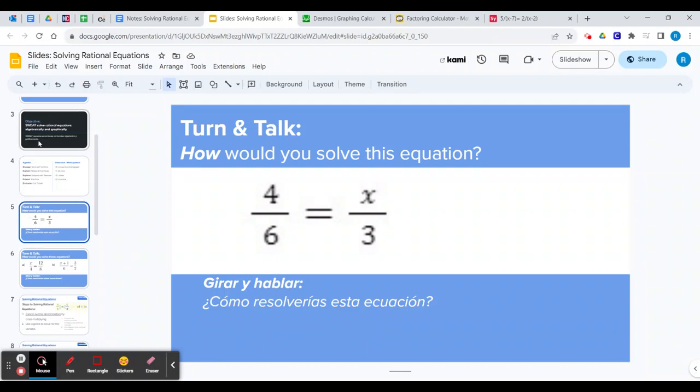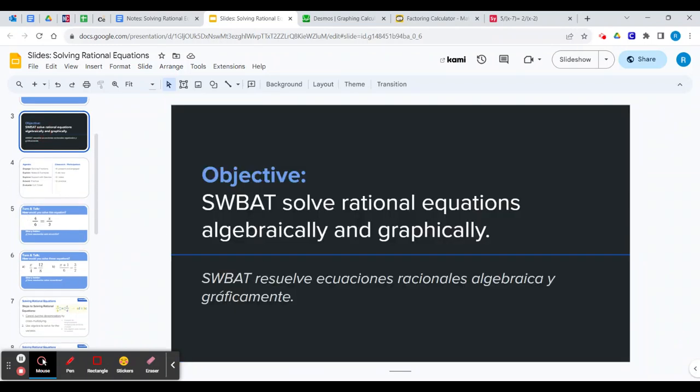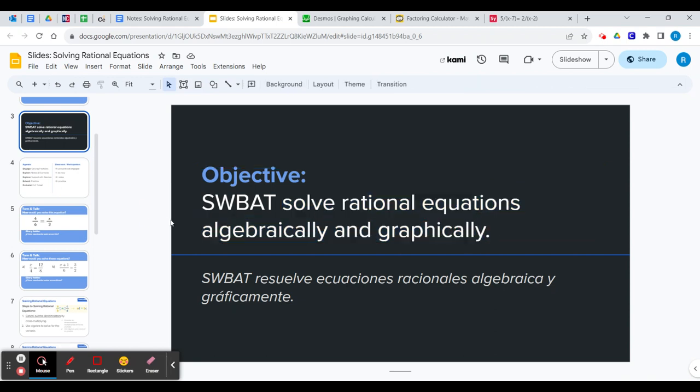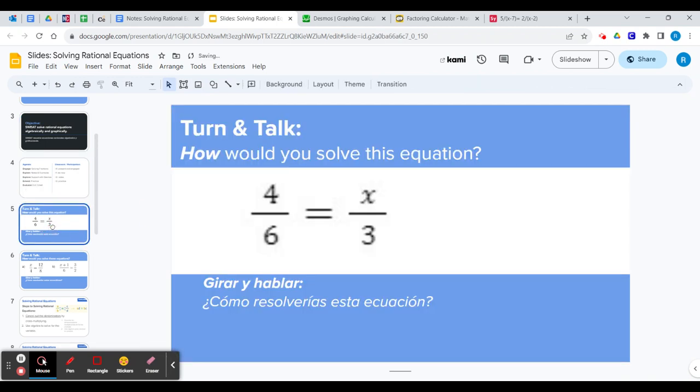All right, so today we are working on solving rational equations algebraically and graphically. We're going to start this off by just talking about a really simple fraction. I want us to focus on how we would solve this, not necessarily what the answer is, because we should be able to tell just by inspection that if we're solving for x, it should be equal to 2, because 4 over 6 is the same as 2 over 3.